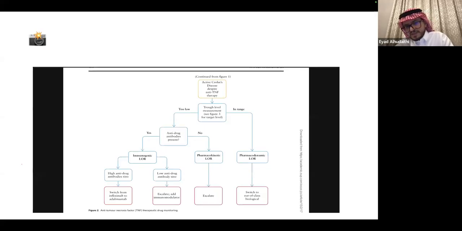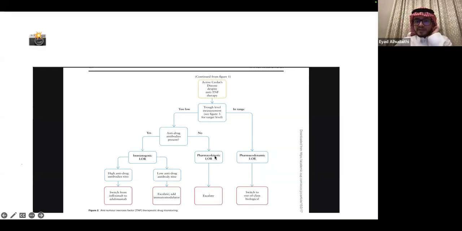So this is the best slide to summarize how to approach a TDM with antibodies. First, you have to look at the TDM. If it's within range and the patient is symptomatic, then this is a pharmacodynamic failure, or PD failure. And since there is no response with good drug level, then you have to switch out of class.